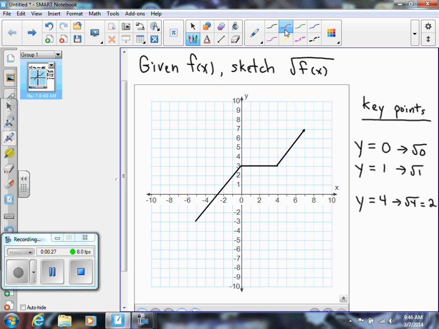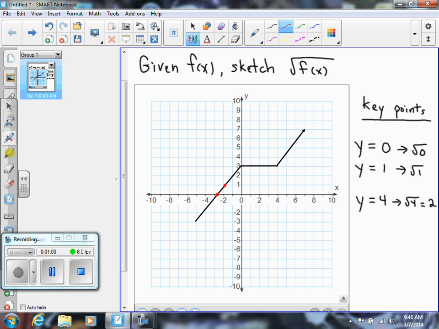So the first thing we're going to do on this graph is label those 2 points where y has a value of 0 and where y has a value of 1 on the original graph, because those 2 points will also appear on our new graph. As we know, if y is a negative value, the square root of a negative does not exist in the real number system, so anything that's found below the x-axis is going to disappear.